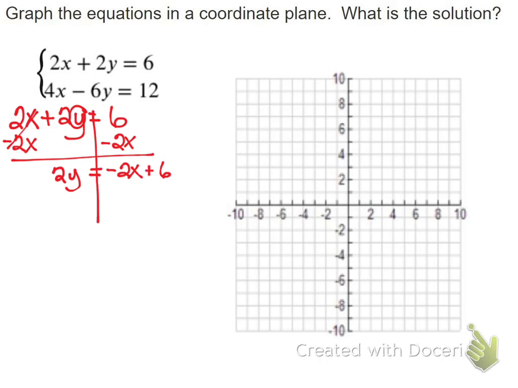All right? The y is almost by itself, but not quite. So what do I get rid of next? Divide by 2. Okay. So what's negative 2x divided by 2? Negative 1x. And then 6 divided by 2? 3. Good. Okay. So I can go ahead and graph that.